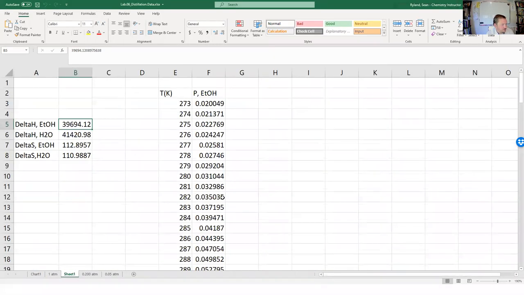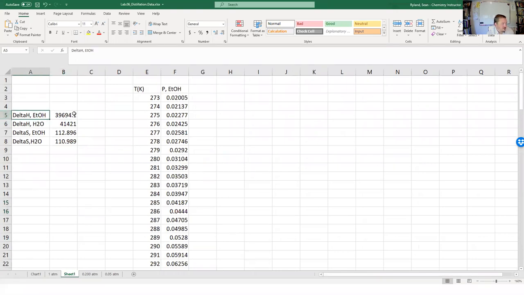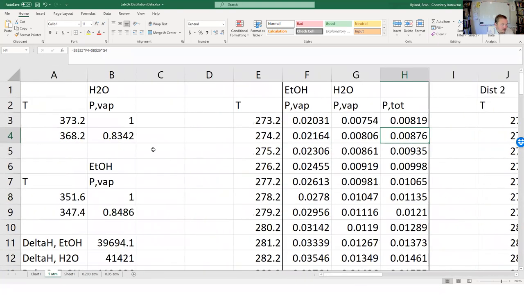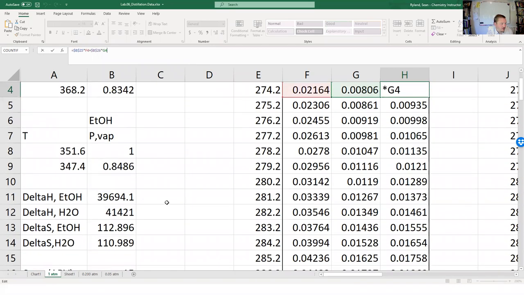We left it looking about like this. We were able to get the delta H of vaporization for ethanol and for water, and same for the delta S. And we used that to predict what the vapor pressure of ethanol and water were at a specific temperature. So when we put those together, we wound up with something that looks like this. And then we use the starting mole fraction of the various components to predict what the total vapor pressure was of ethanol and water.